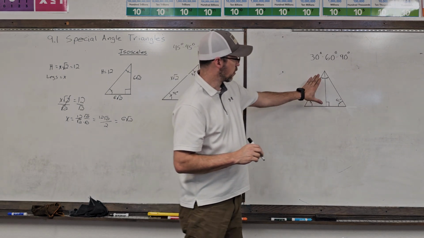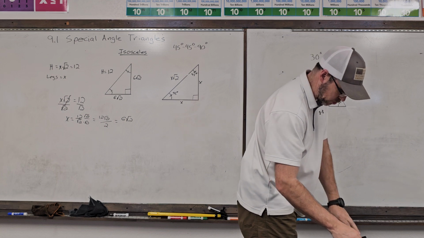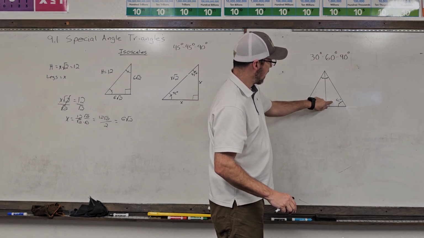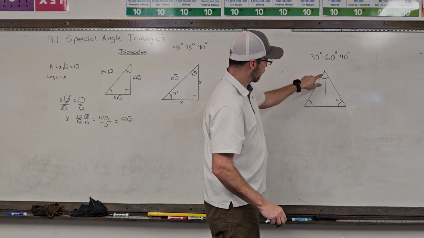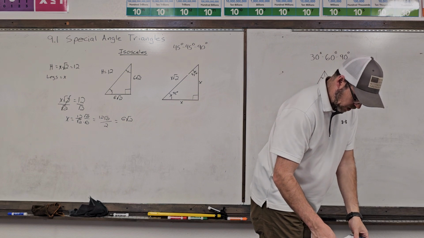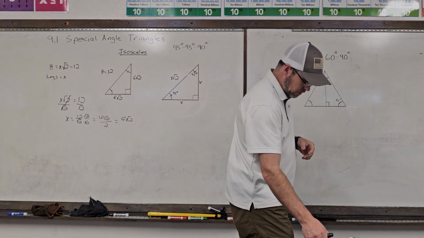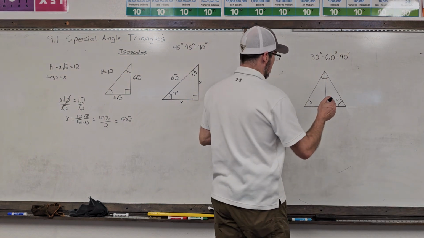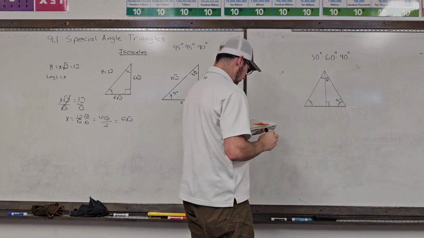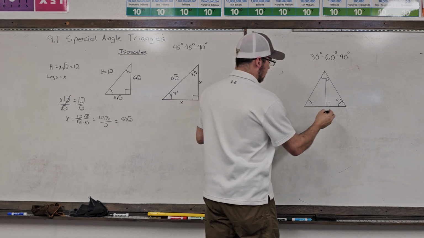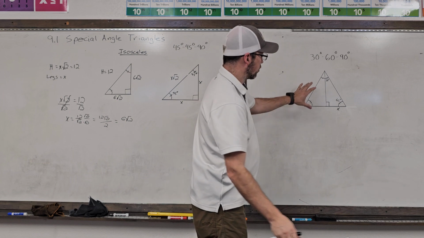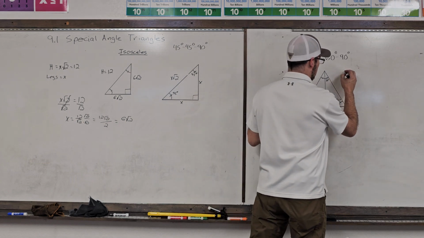All right, so now we're going to focus on one side of this. We've got the altitude drawn right up the middle. We've split it into a 30, 60, 90 triangle on that side, and a 30, 60, 90 triangle on this side. All right, so I've got 60 and I've got 30 degrees. We're going to say that this is side x with an equiangular triangle. It was equiangular.